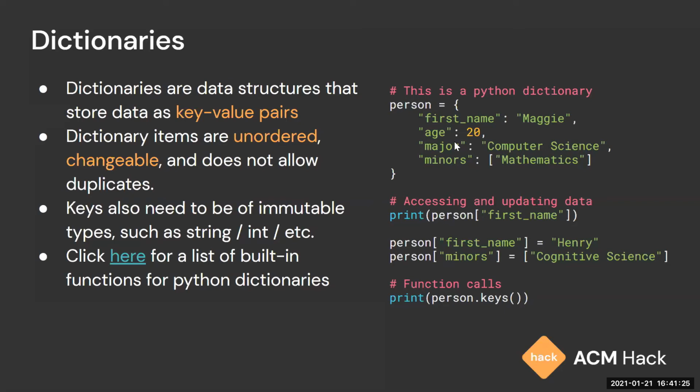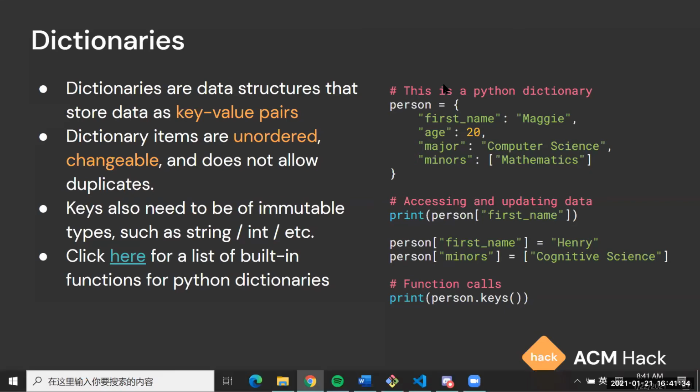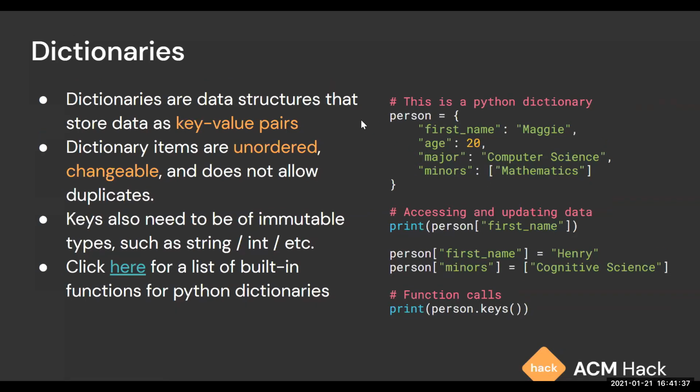So if we go over the example over here, we can access the data within the dictionary. Yeah, so dictionaries are unordered, which means that we cannot use indices to access its values. But how we access these values is using this syntax over here. Person is the name of the dictionary, and in the square brackets we're going to put the key of the value that we need to access.